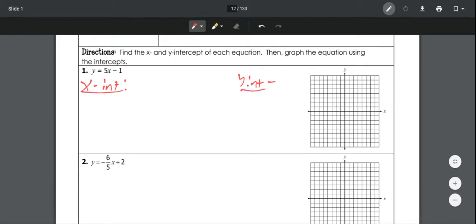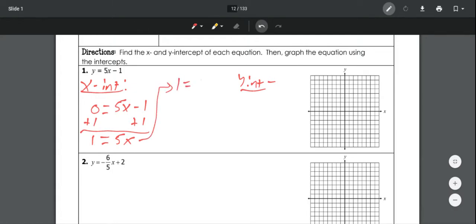For the x-intercept, if we're looking for x, we plug in 0 for y. So 0 equals 5x minus 1. Now we're going to add 1 to both sides so that we can isolate the 5x. So 1 equals 5x. Now we have to divide each side by 5 to get x by itself. So x equals 1 over 5, and the ordered pair would be 1/5, 0.